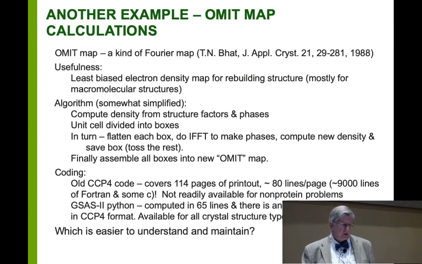And my second example, which I'm actually going to skip or go through extremely fast, is basically that an omit map can be calculated inside GSAS-II in 65 lines of code, as opposed to some 9,000 lines of Fortran and C that's in the CCP4 package.